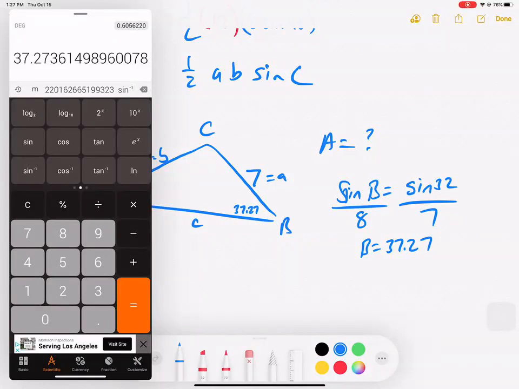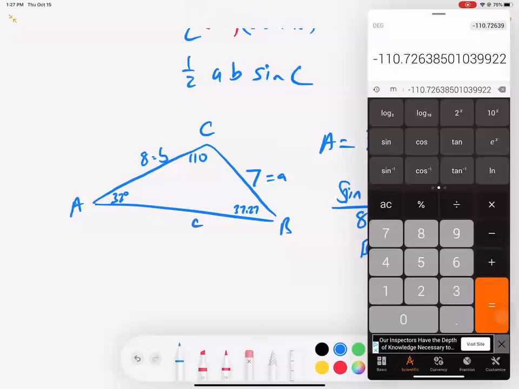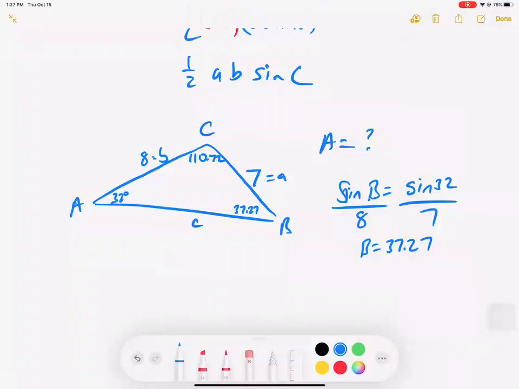So now I have two angles. Can I find the third angle in my triangle? What do all angles inside a triangle add up to? They better add up to 180, right? So I'm going to say this plus 32 equals, minus this from 180. I know the negative's going to have to be flipped. That's 110.72. So I'm going to stop here, and now I'll be able to use my sine area formula.